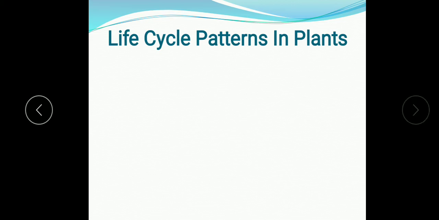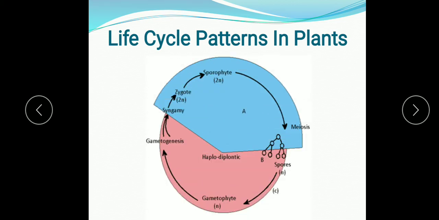Then next we will see the third type of life cycle. Before that, for the diplontic life cycle I'll give you examples: Fucus, gymnosperms, and angiosperms. In gymnosperms, just now I explained to you Pinus, which shows the diplontic life cycle. Then the haplodiplontic life cycle. Next is the haplodiplontic life cycle.